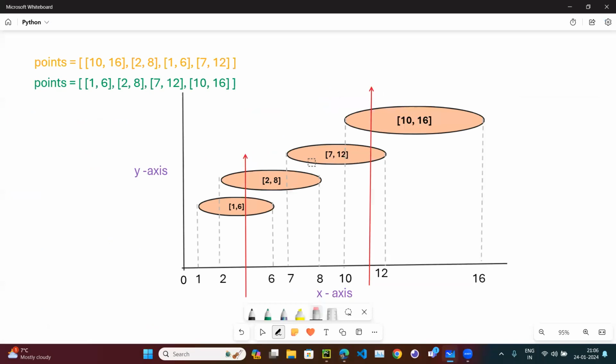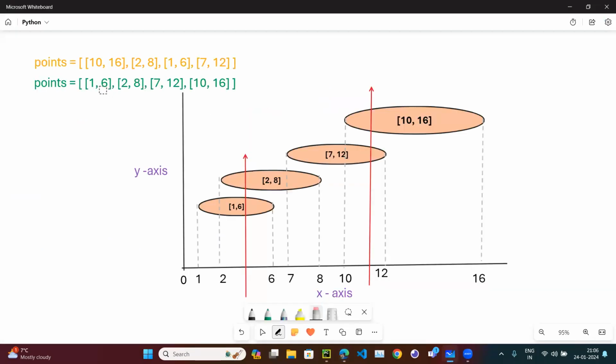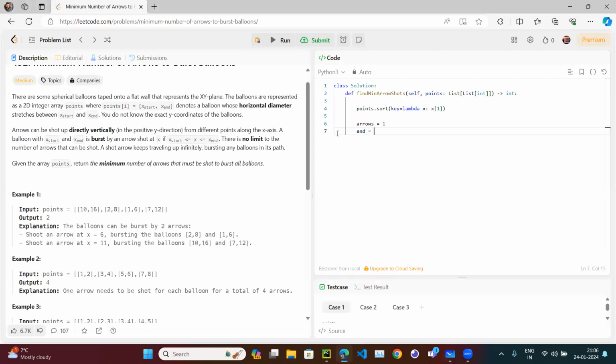What are we doing next? Because we know at least one arrow is required, arrows is equal to 1. And we need to take some end variable. All right, so end is 6 because end is the first balloon and its second point.